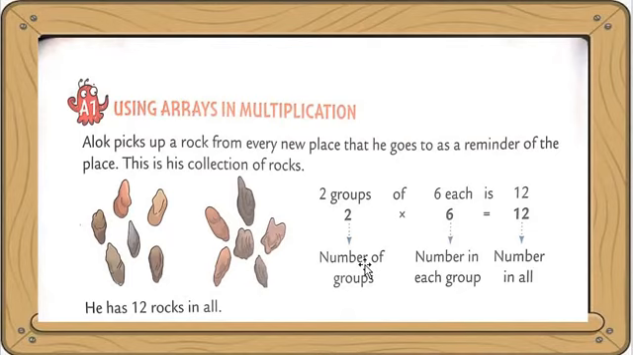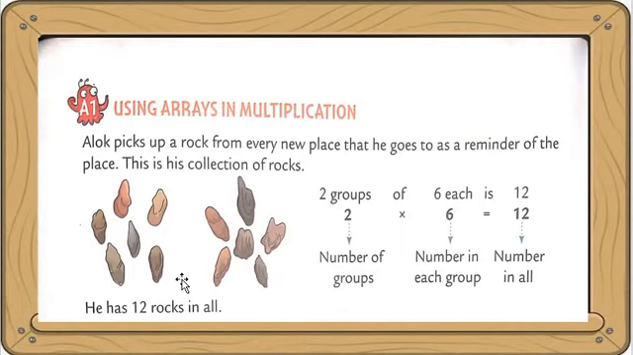Then, after that, the number in each group: how many rocks does each group have? Let's count. In each group: 1, 2, 3, 4, 5 and 6. Each group has 6 rocks. That means 6 plus 6 is equal to 12. So there are 2 groups, and each group has 6 rocks. All students, got my point?